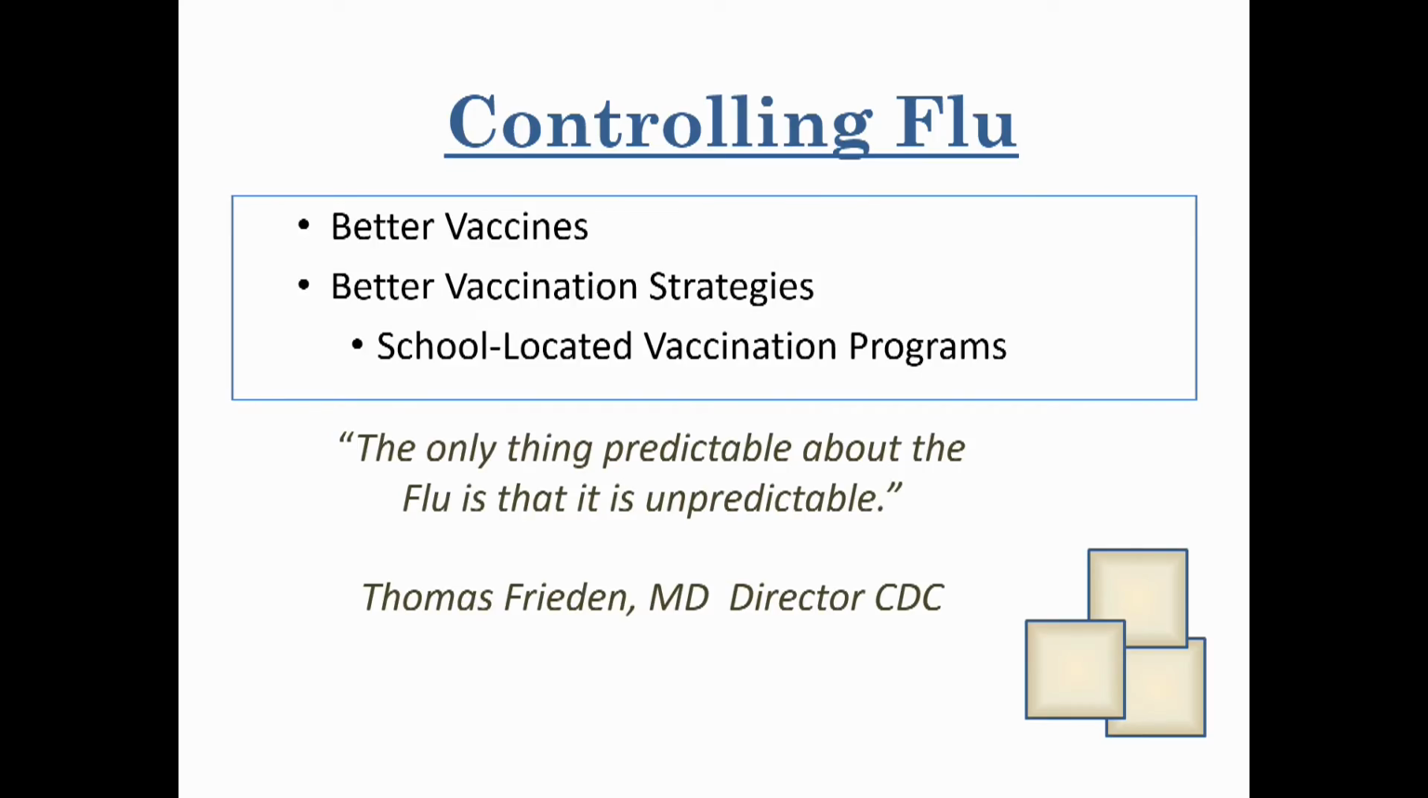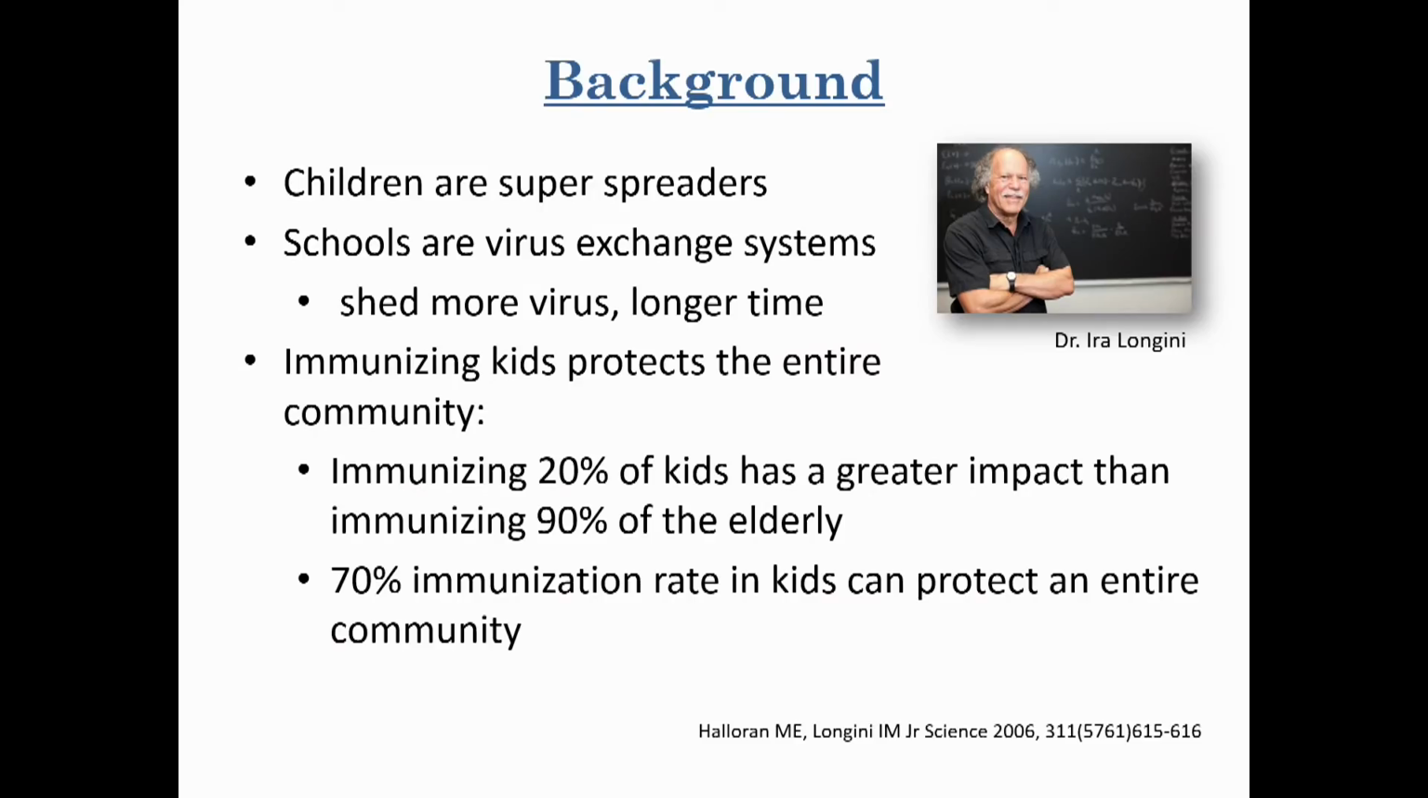So to control flu, we're going to need better vaccines, which we're working on, and better vaccination strategies. And school programs are one of these strategies. Thomas Frieden, who's the director of the CDC, has coined the phrase, the only thing predictable about the flu is that it's unpredictable. And so we can see that that's what we're dealing with the flu.